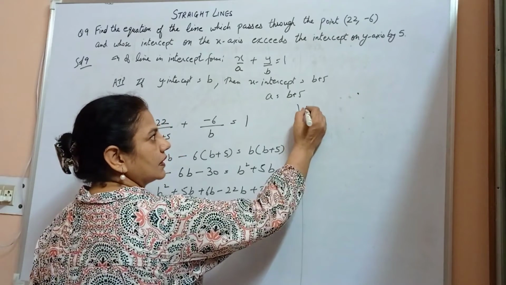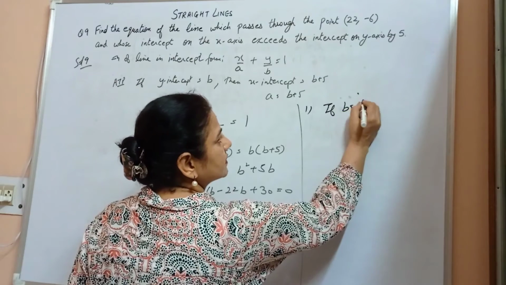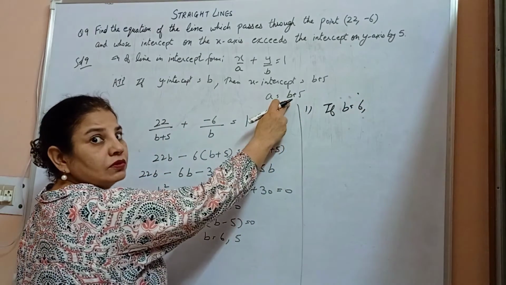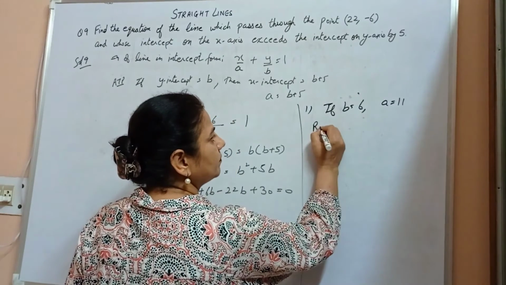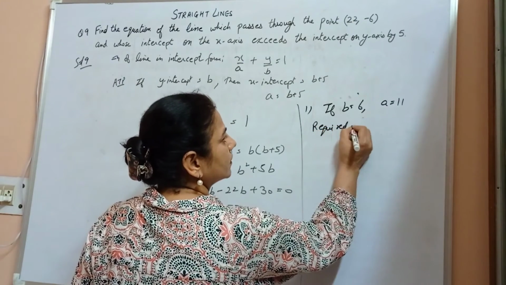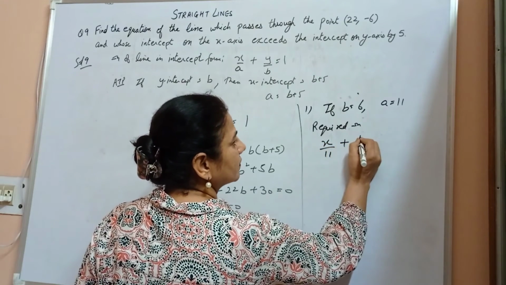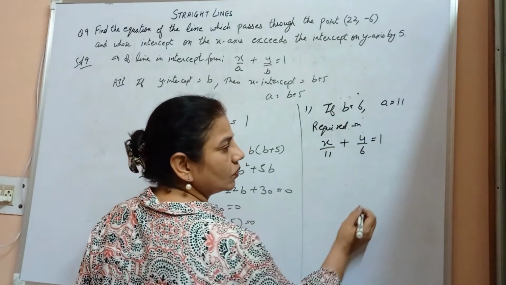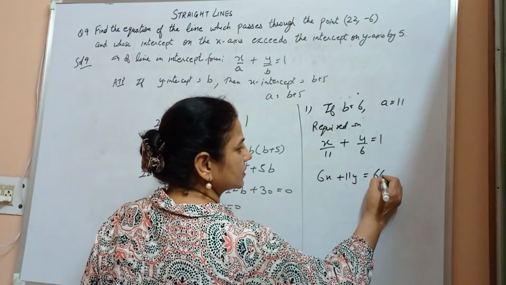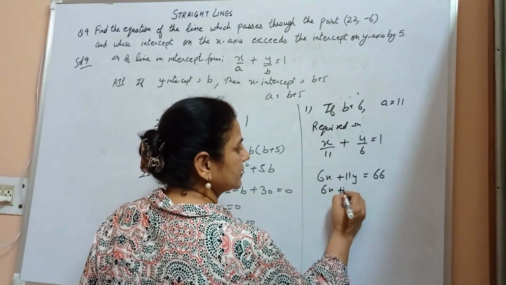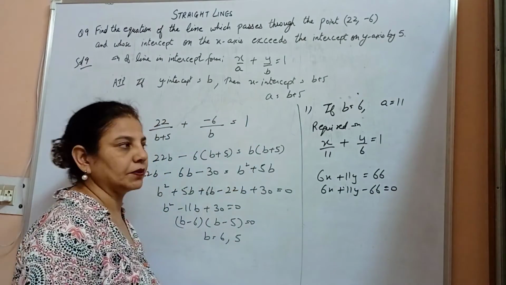Now consider the two cases. If b is 6, then a is equal to 6 plus 5, that means a is 11. So the required equation is given as x upon 11 plus y upon 6 is equal to 1. That means 6x plus 11y is equal to 66, or you can say 6x plus 11y minus 66 is equal to 0. This is the required equation.